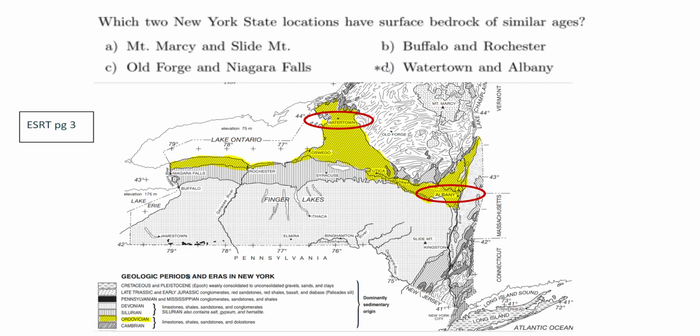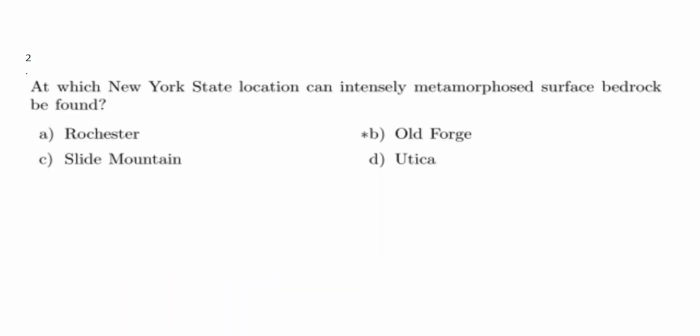The correct answer is D, Watertown and Albany, because notice Watertown is right here and Albany is right here, and both of them are in the same region or with the same pattern. And this pattern in our key is from the Ordovician period, meaning Watertown and Albany, the bedrock in those areas are from the Ordovician period. So let's try question number 2.